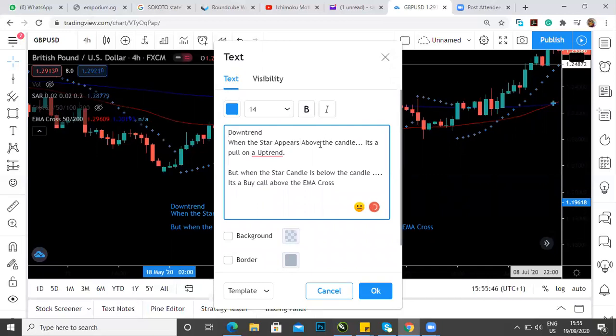Appears below downtrend. Pullback. And when the star appears above the candle, it's a sell. It's a sell called above the EMA, below the EMA now.